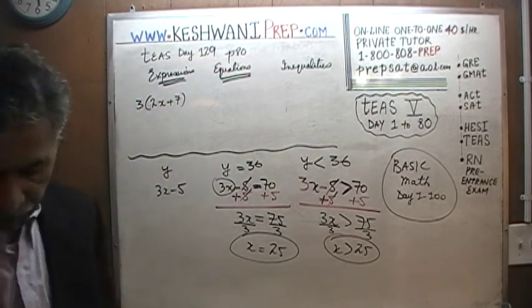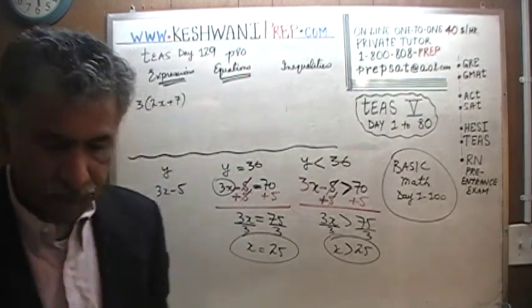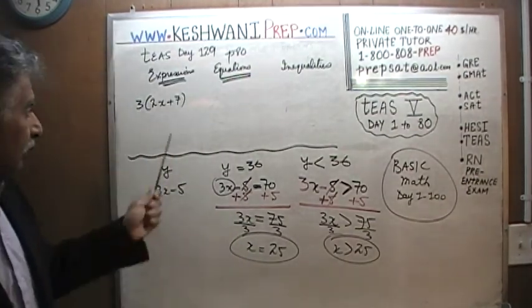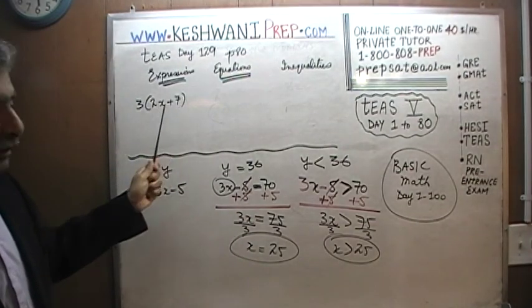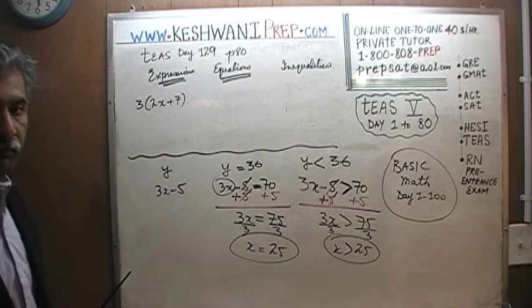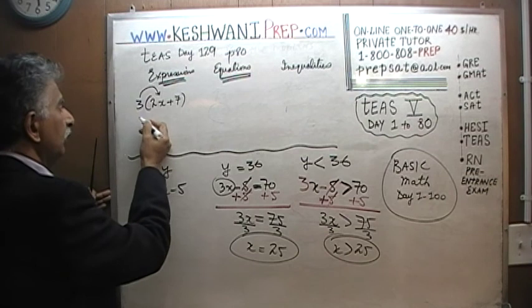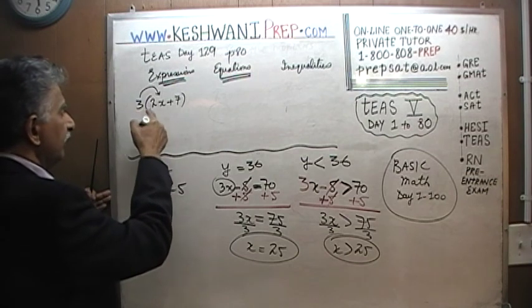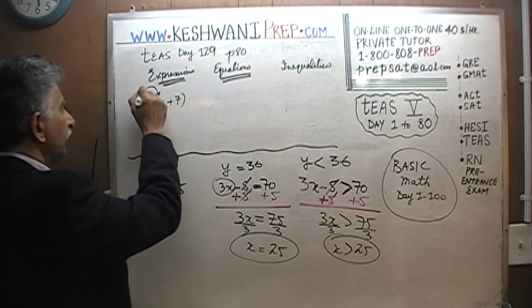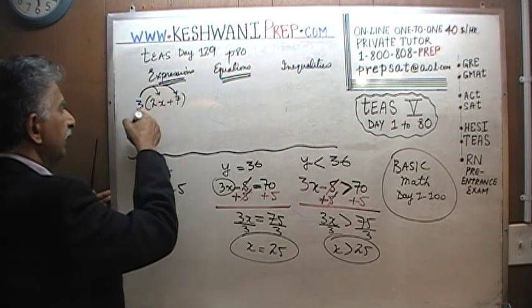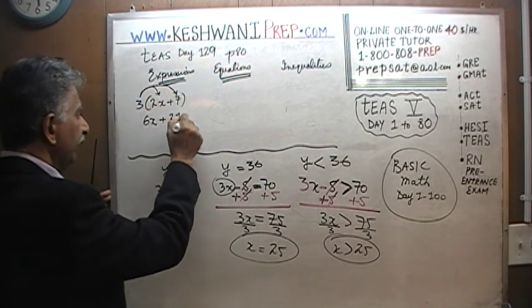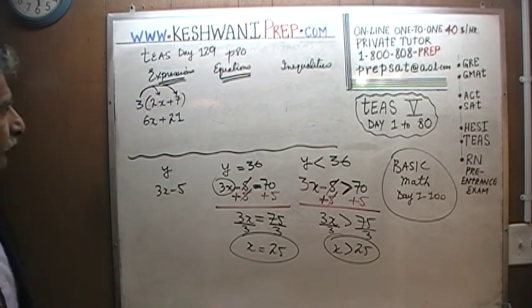But that is an expression. How many terms does it have? It has two terms, 2x and a 7. We need to distribute this 3 before we can do anything with it. If we distribute the 3, we have to multiply 3 times 2x. 2 times 3 is 6, so we get 6x. Then we have to distribute the 3 with the 7. 3 times 7 is 21. As you can see, there are only two terms. It's an expression because it doesn't have an equal sign.